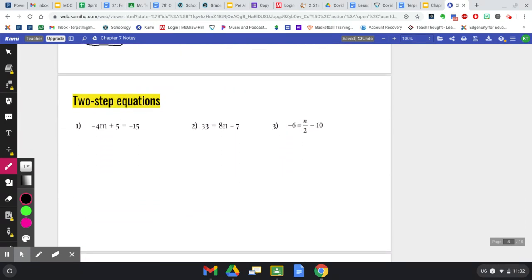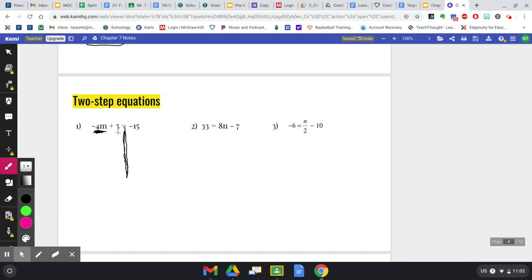All right, moving on to the 2-step equations. Okay, 2-step equations, meaning it's not just one operation with the variable, it is multiple operations. So right here is my variable. I'm going to try to isolate this variable. And I have negative 4 times m plus 5 equals negative 15.